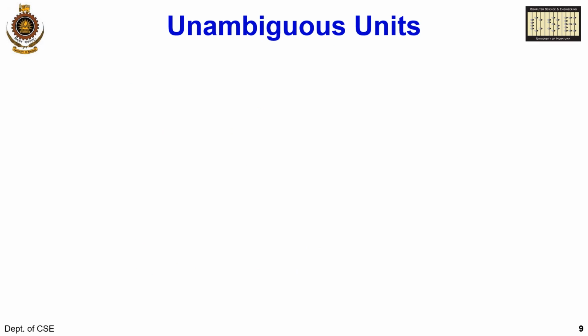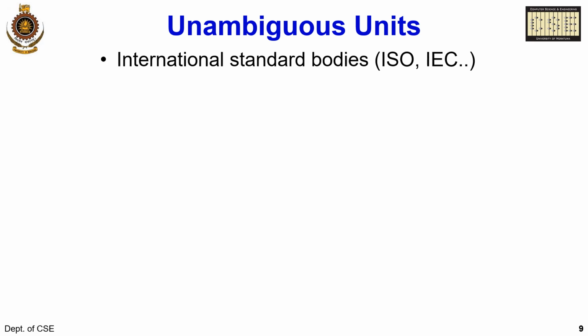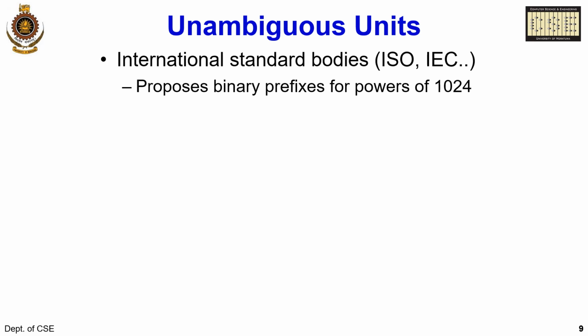So we don't want ambiguous units, right? And the purpose of standardization is to overcome these ambiguities. So we want unambiguous units to represent data. So the standardization bodies like ISO and IEC proposed a solution to this.